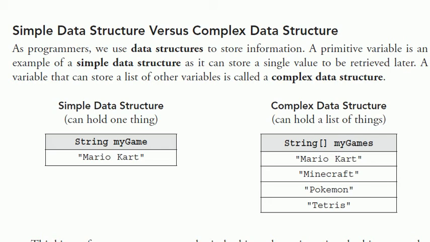In Java, we can have multiple types of arrays, like single dimensional array, two-dimensional array, and array lists. Our today's video is about one-dimensional arrays, or simple arrays. If you look at this diagram, you can see there is one variable, the data type is string, and the name of the variable is my game, and it can store one value, that is Mario Kart. But if we have to store lots of names, then we cannot use a simple data structure like a variable. We have to use a complex data structure, that is an array. And in an array we can store multiple values.